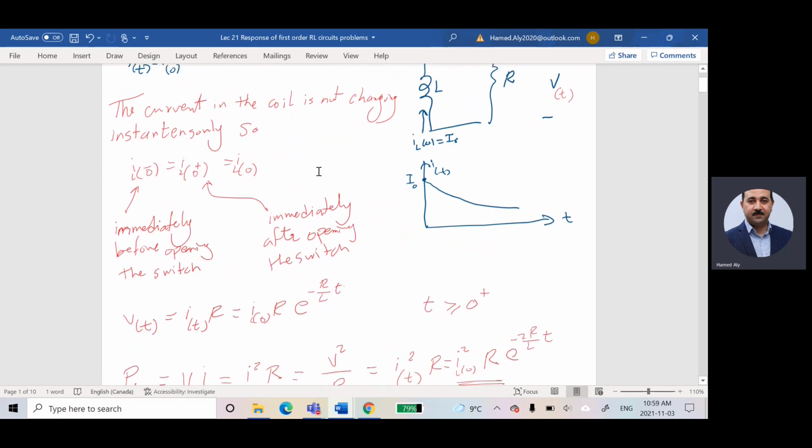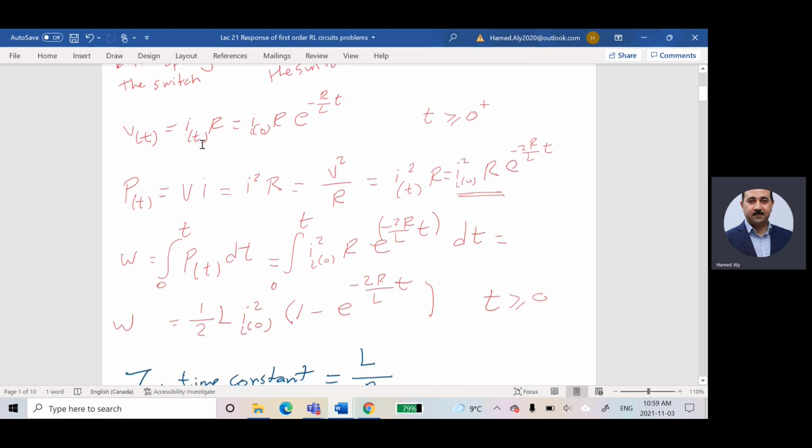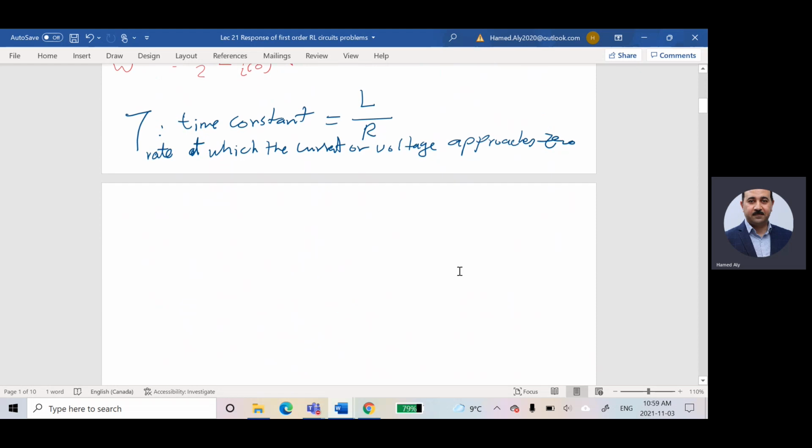And this current should be written as e to the power negative t over tau. So if you try to rewrite all of these equations again, you will realize that I(t) is equal to I_L(0) multiplied by e to the power negative t over tau, where tau is L over R, which is considered the time constant, the rate at which the current or the voltage approaches 0.